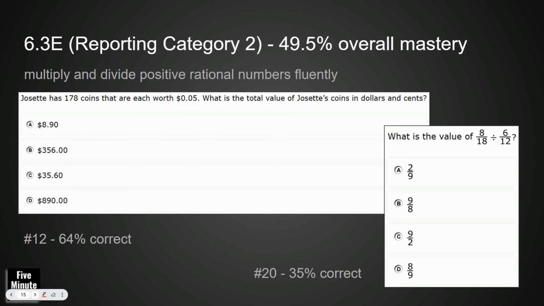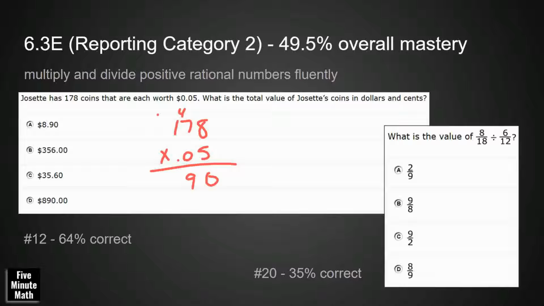6.3e, we only had 49.5% of our students get this correct. We are multiplying and dividing positive rational numbers, which means we're going to make it challenging. Number 12 was not that much of a challenge. We're just doing 178 times 5 cents. We have 178 nickels, right? And we just need to multiply. I need to make sure I put 2 digits behind the decimal. 8.90. 64% correct. That wasn't a challenge.